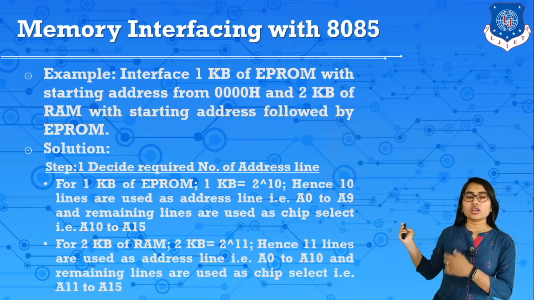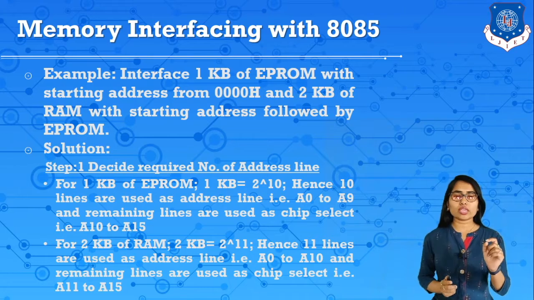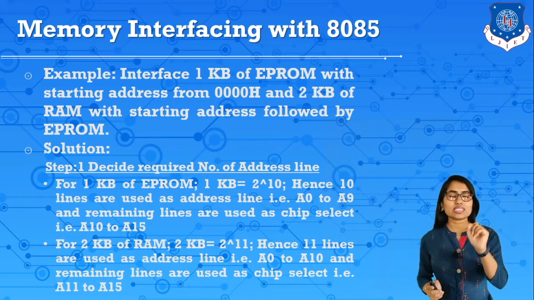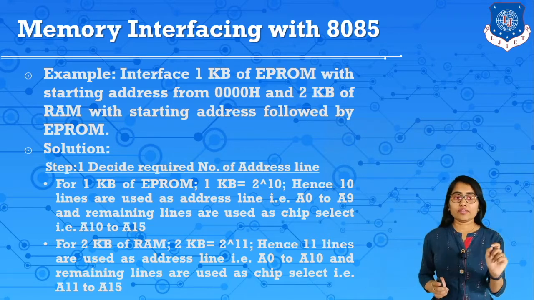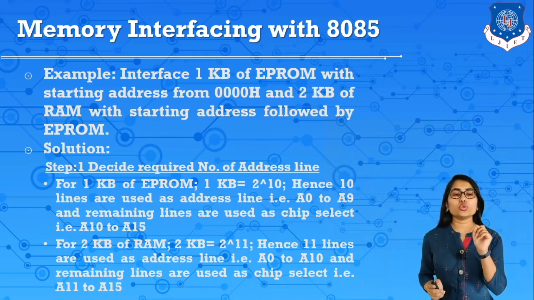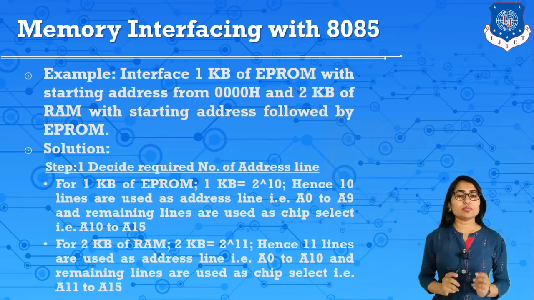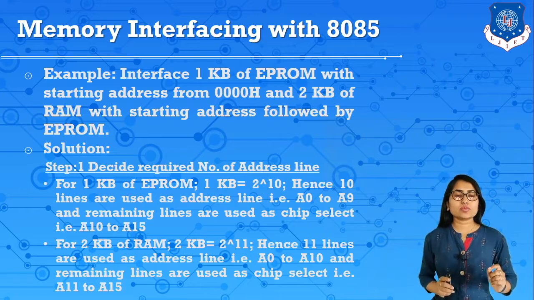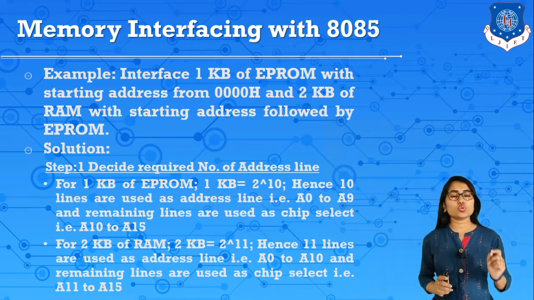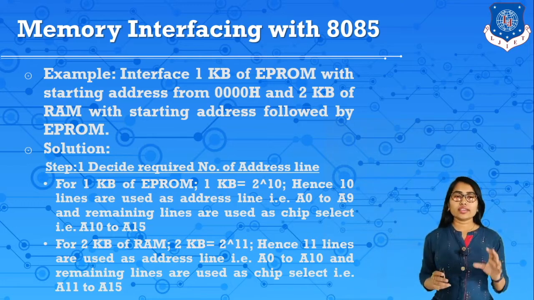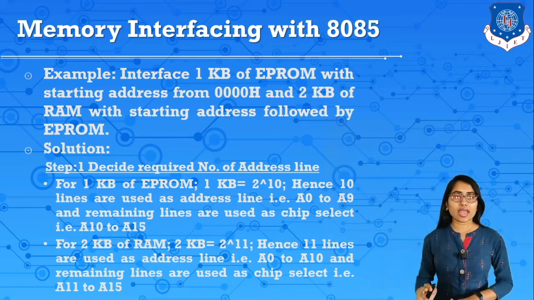And for a 2 KB RAM, 2 means 2 raised to 1 and K means 2 raised to 10, so basically 2 KB is 2 raised to 11. Hence 11 lines are used for the 2 KB RAM, that is A0 to A10, and the remaining lines, A11 to A15, are used for chip select. So here we decided the number of address lines.